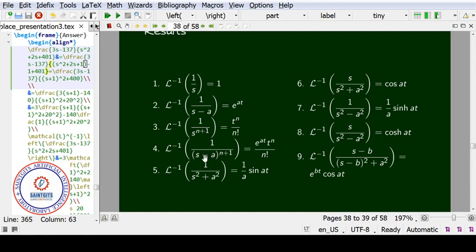That means first we take the shifting part and its effect is e raised to at. Now you just hide this a. Remaining portion is 1 by s raised to n plus 1. Take L inverse, that is t raised to n by n factorial, like that.